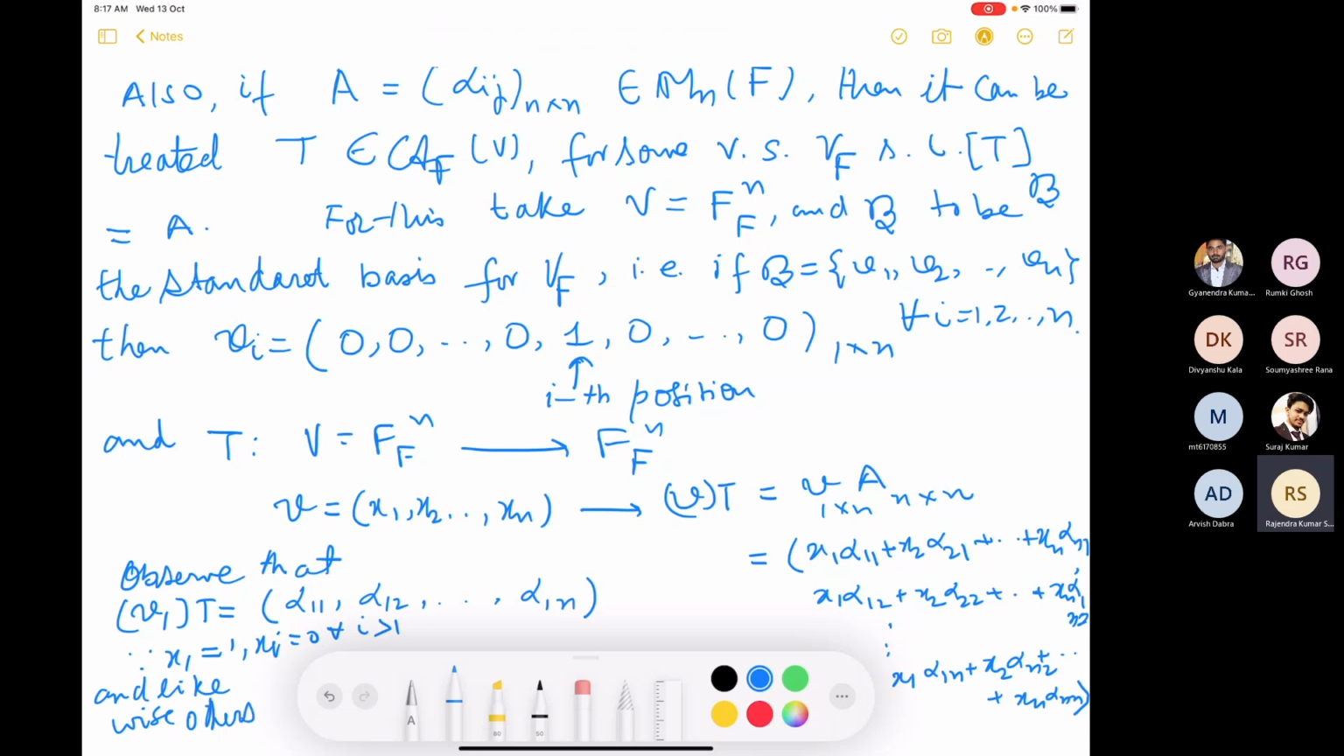So this is the first row, and this gives you the first row. So you can see that the matrix of T with respect to this ordered basis B, the standard ordered basis B, is actually the matrix A. This is the first row of A.